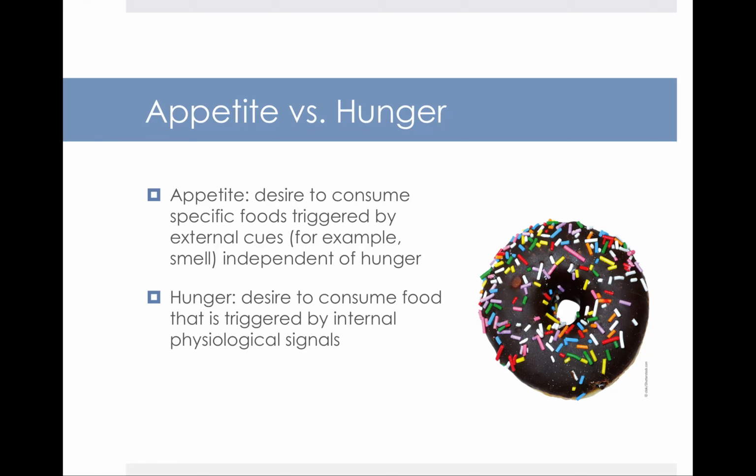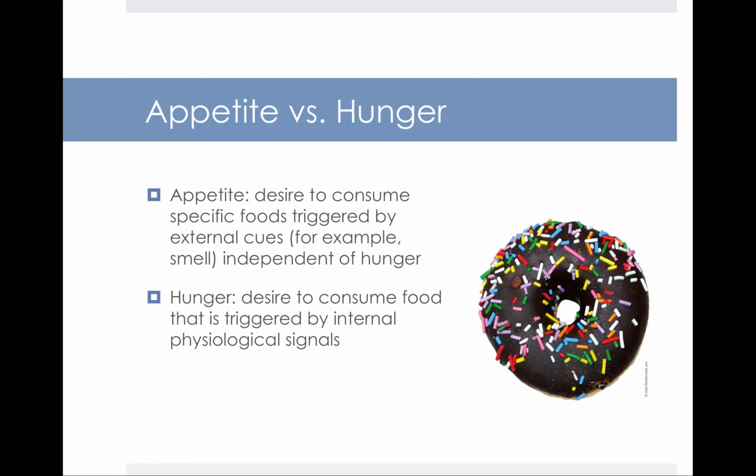When we talk about energy balance, though, it's important to differentiate the difference between appetite and hunger. Appetite is defined by your desire to consume specific foods triggered by external cues. For example, the smell of food. You smell that cinnamon bun and the fat cooking, and then you want it. That's your appetite at work. Okay, this works independent of hunger.